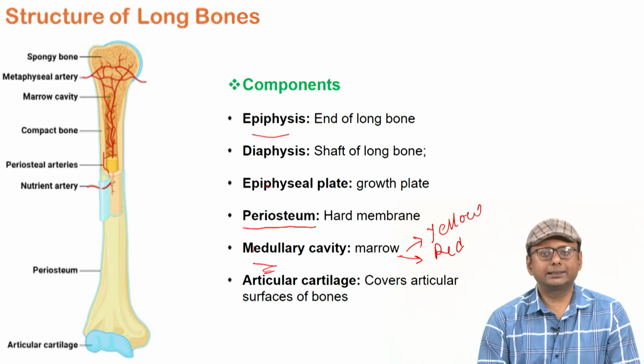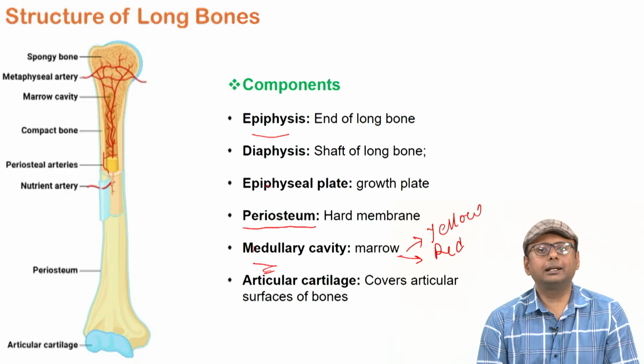And finally, you can see there is the articular cartilage area, which acts as a soft pad or cushion, so that if there are two connecting or adjacent bones, there is no friction. So, this acts as a soft cushion between them.